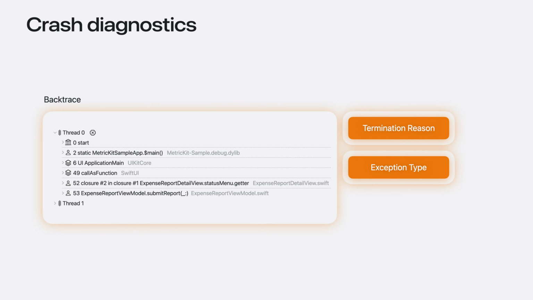One of the most important diagnostics is for crashes. Crash diagnostics not only provide a backtrace, but they'll also indicate why your app was terminated and an exception type that tells you what kind of failure it is. In iOS 27, a termination category now indicates how each crash was accounted for in metrics. That way, if abnormal terminations are trending up, you can correlate those directly with individual diagnostics.